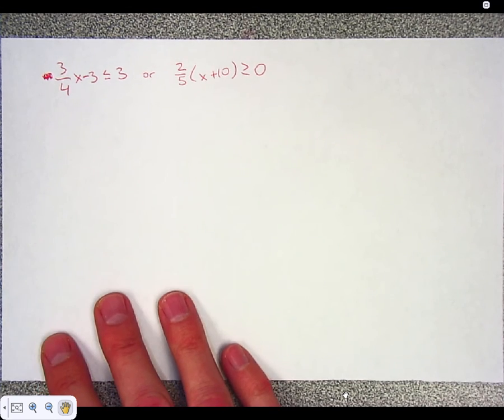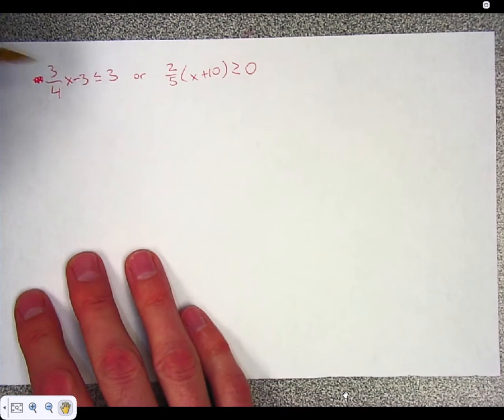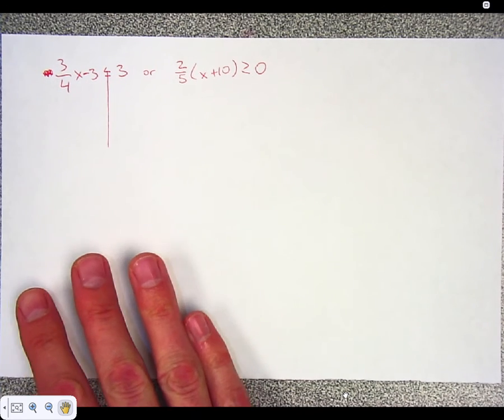Solving, I've got two different inequalities here, linear inequalities, and I'm going to solve them separately. So I'm going to do this fairly quickly. I can always do another example slower if you choose or if you want.